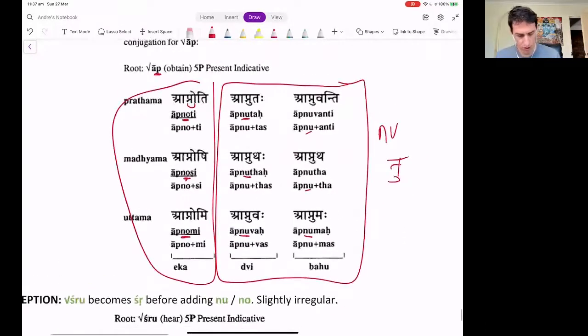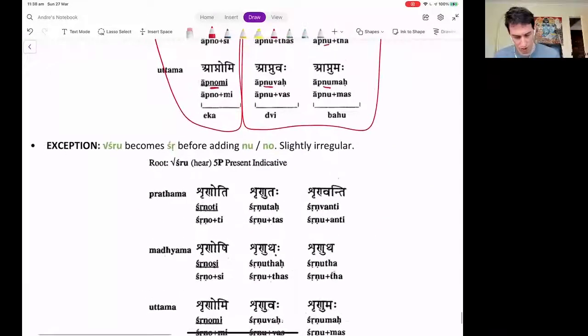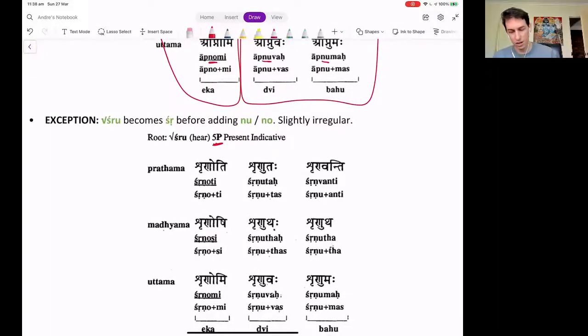Okay, let's go through this. Up, common word, is attain. I attain: up, no, mi. Up, no, si. Up, no, ti. Do the second column, Manish. Apnuvaha. Apnuthaha. Apnutaha. Carry on. Apnumaha. Apnutha. Apnuvanti. Okay.